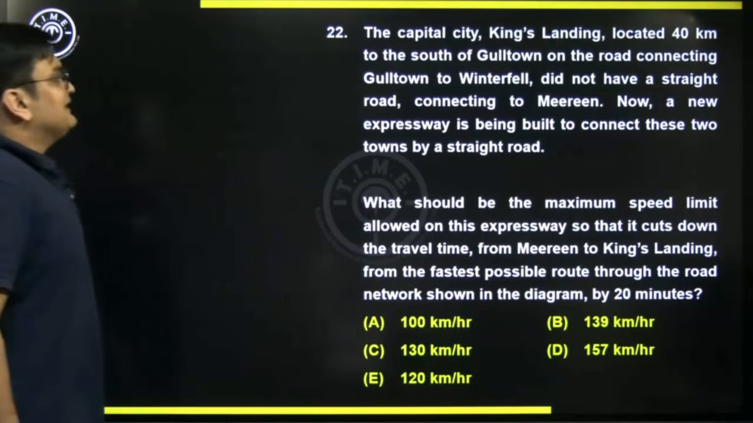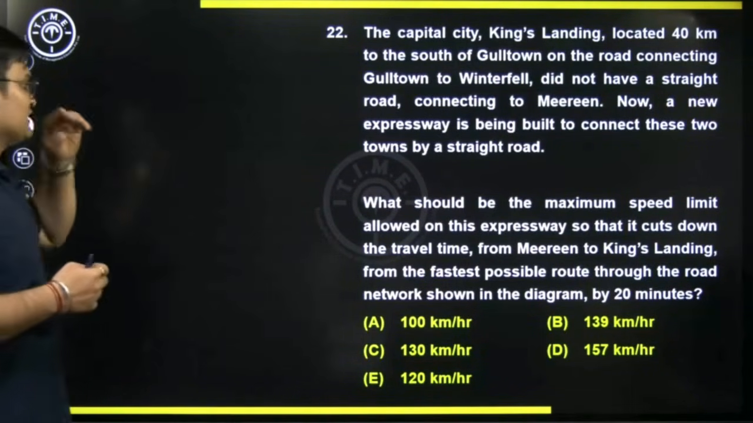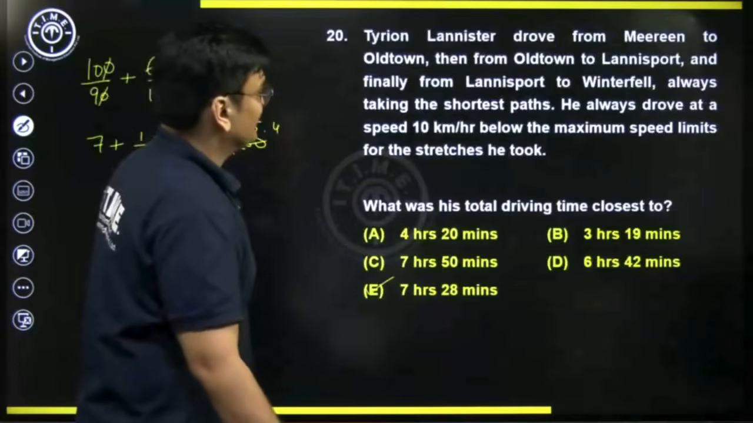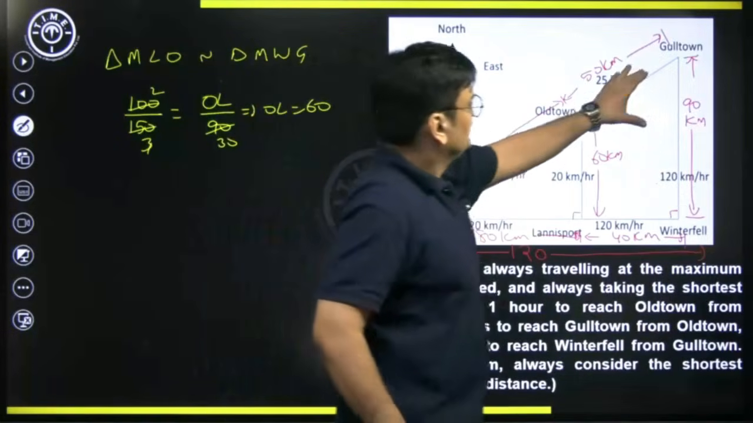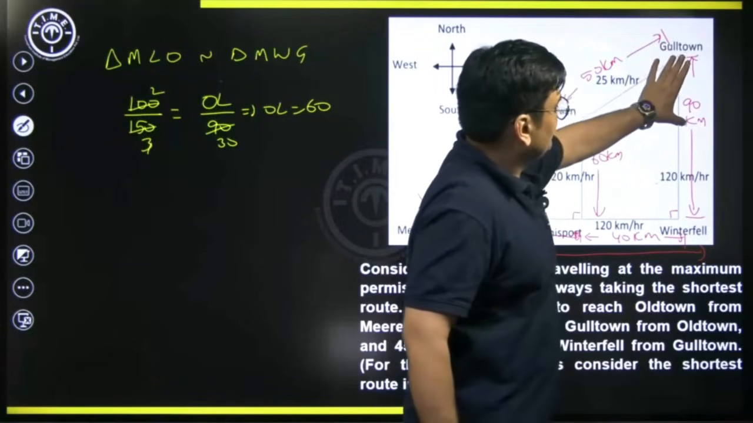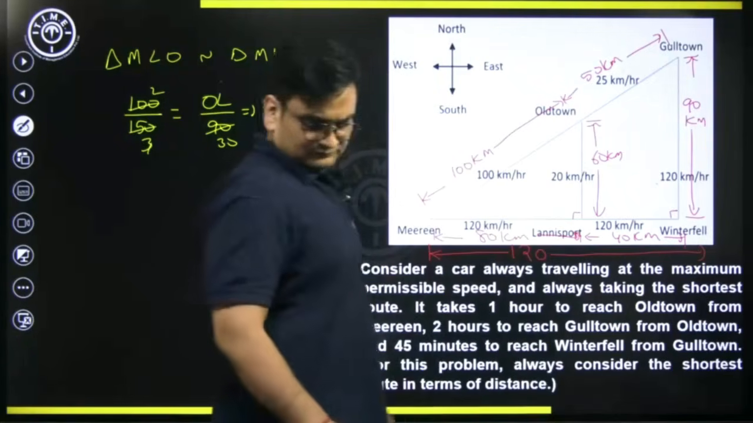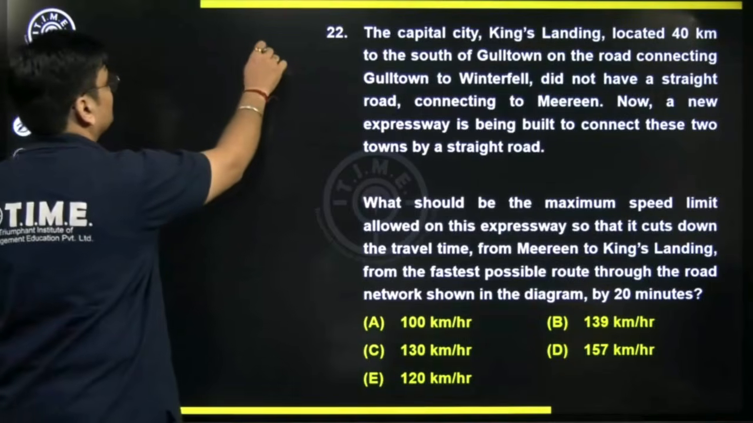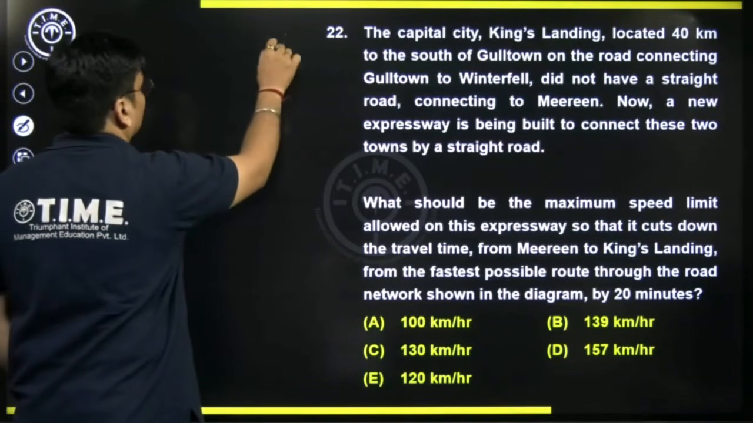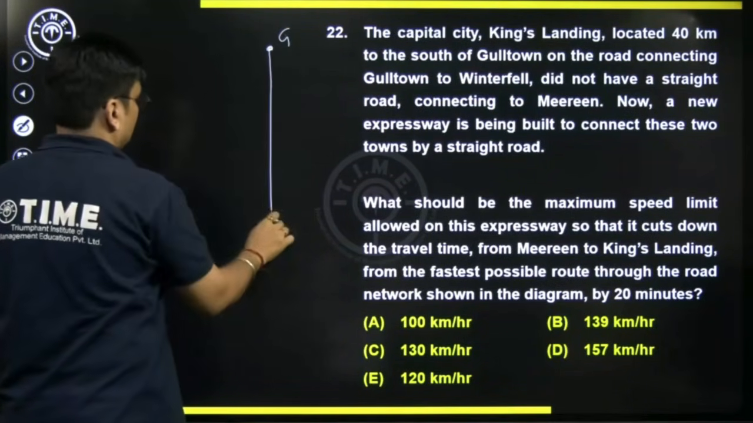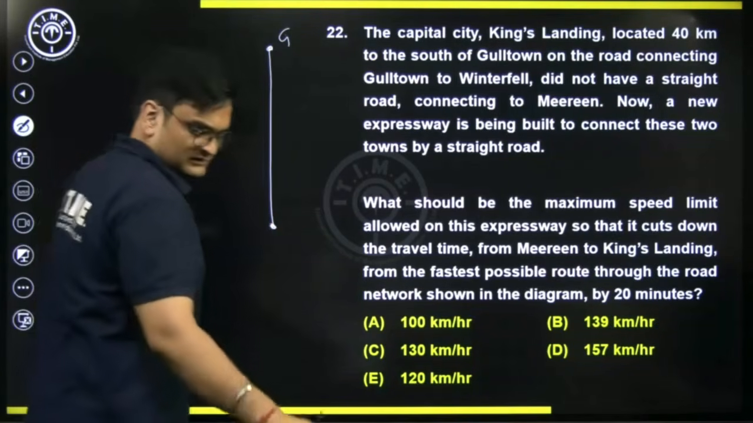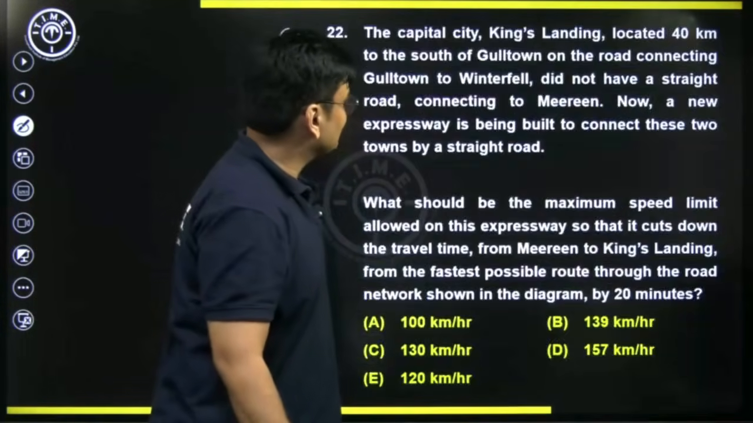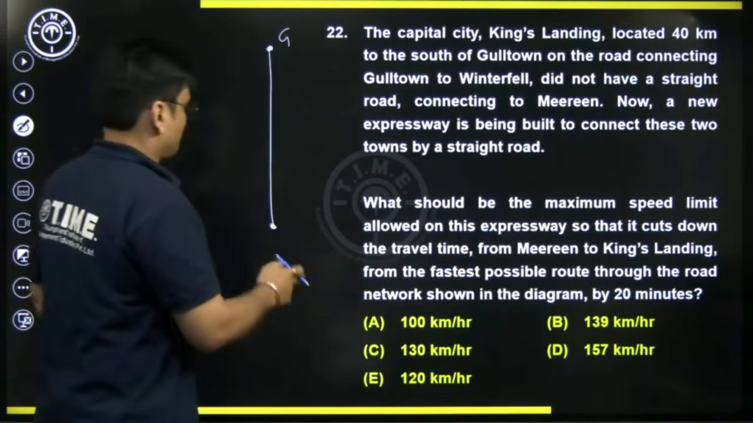The capital city King's Landing, located 40 kilometers to south of Gultown on the road connecting Gultown to Winterfell. So, King's Landing is here, 40 kilometers down, somewhere here. So, if I just draw it again, Gultown, and here you have Winterfell, I think, yeah, Winterfell, and you have King's Landing in between.